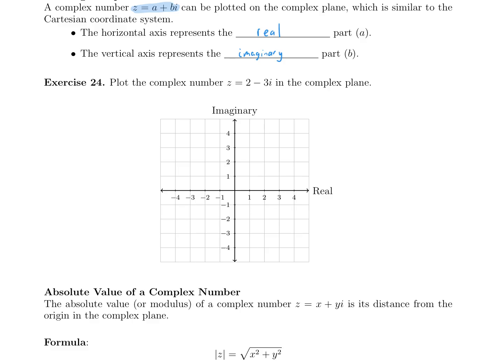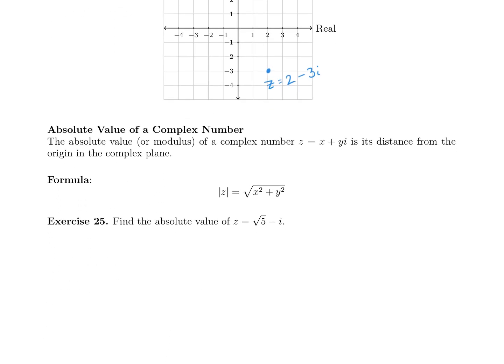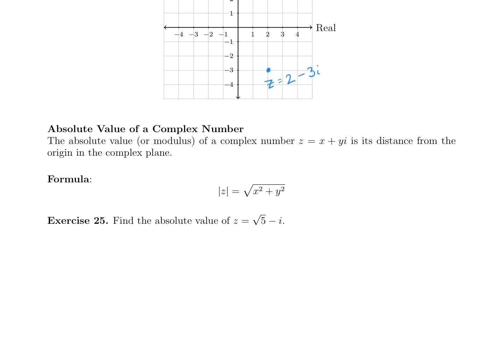So when you're plotting a complex number, you're going to go 2 in the real direction, which is to the right, and then -3, which would be down 3 units. So it's going to be right there. That's how you would plot the point 2 minus 3i. 2 to the right, down 3. Okay, let's move on. So now we're going to look at how to convert from rectangular form to polar form.